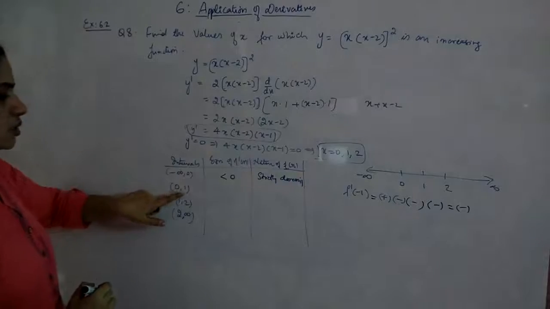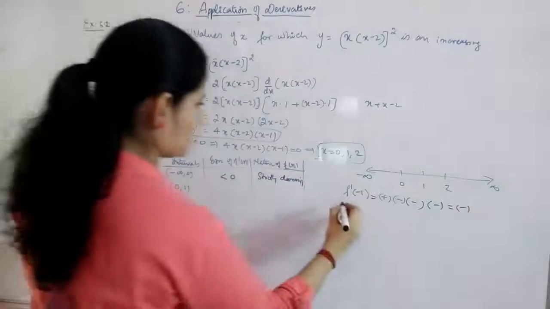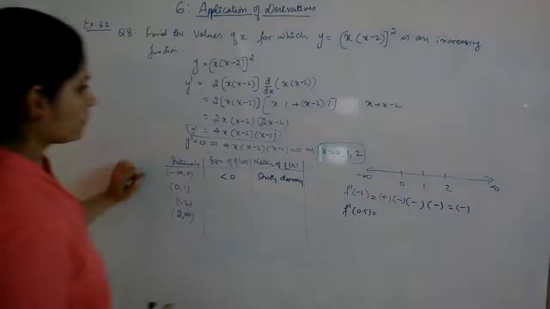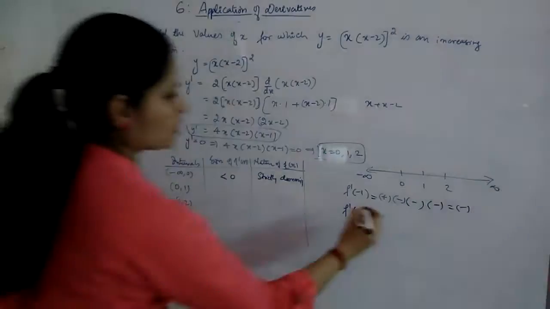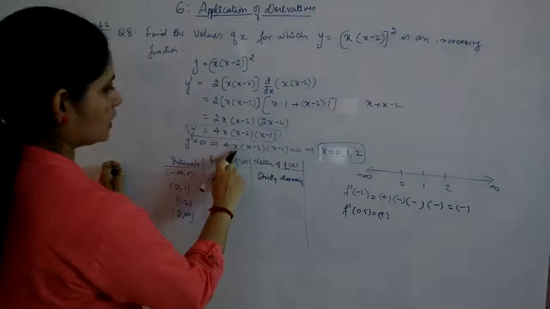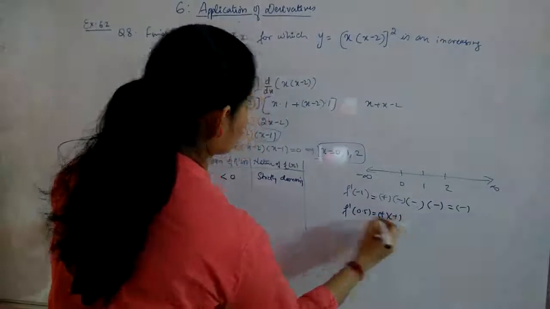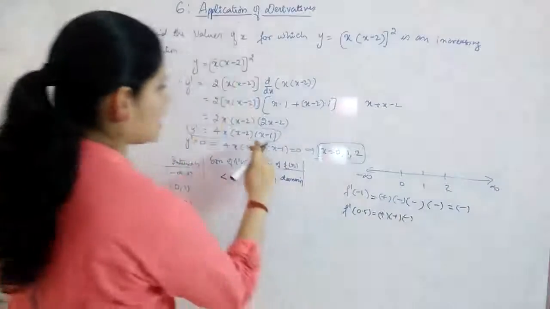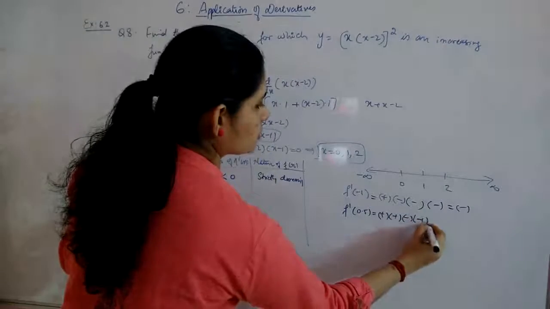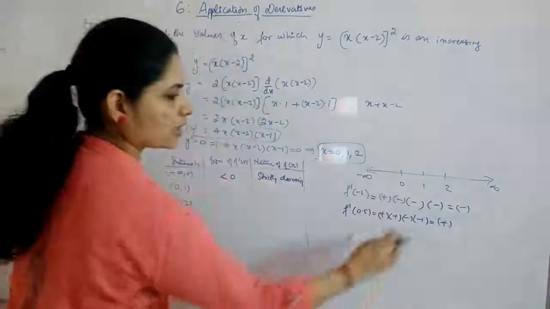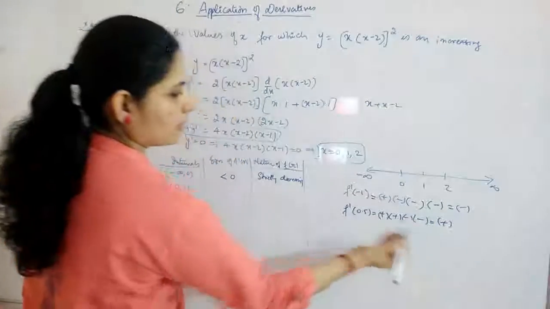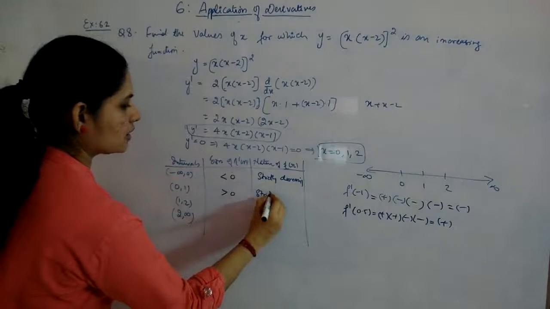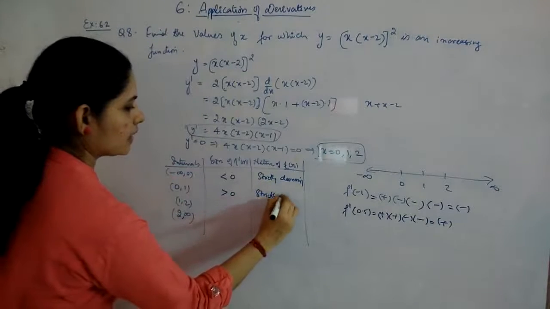For the interval 0 to 1, let's take 0.5. So here 4 is positive, then this is positive. x minus 2 will give you negative and x minus 1 also negative. So in total you are getting positive, minus into minus plus. So it is greater than 0. So that means it is strictly increasing.